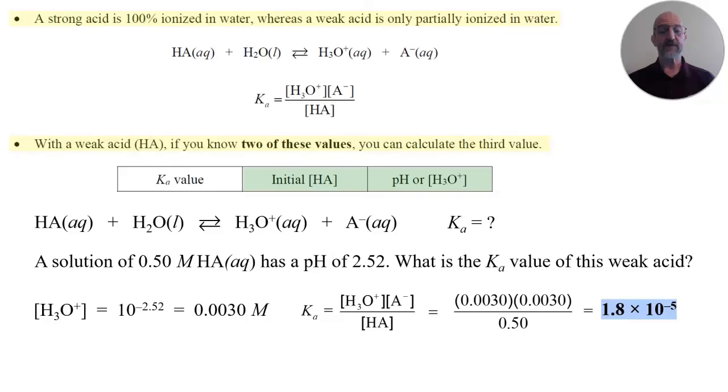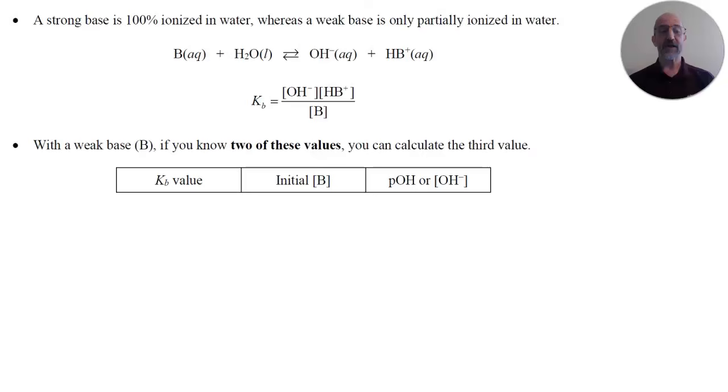Now, as you're watching this video, you're wondering, is there a similar situation for weak bases? Yes. Let's go ahead and take a look. A strong base is 100% ionized in water, whereas a weak base is only partially ionized in water. And with a weak base, if you know two of these three values, you can calculate the third value.